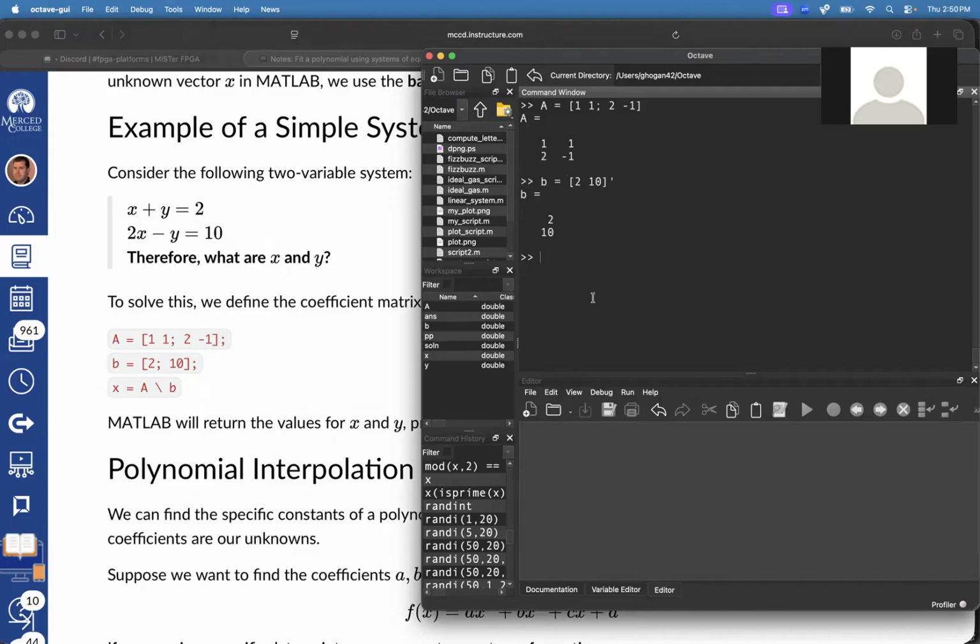Then to solve it, there's various ways. One way is x equals A, then a backslash, and then b, and we get 4, negative 2. Another way to do it would have been x equals the inverse of A times b, and you'll just get the same answer. Okay, so we should already be familiar with that before starting today's lab.